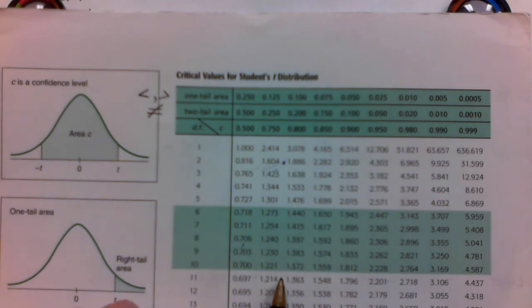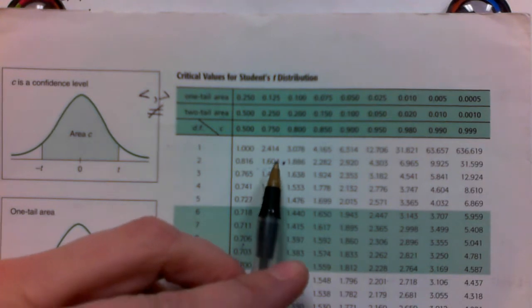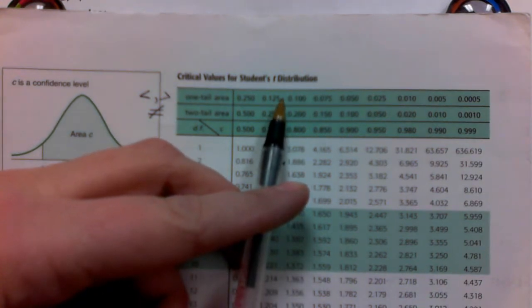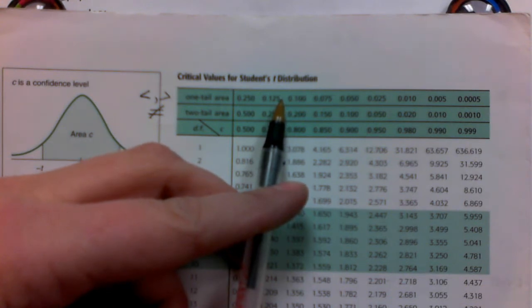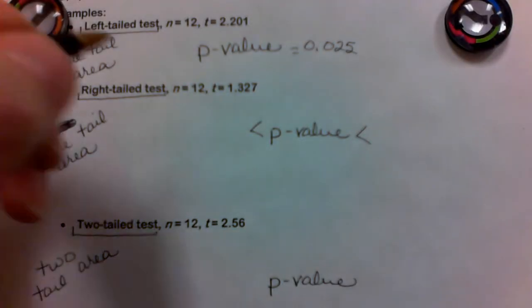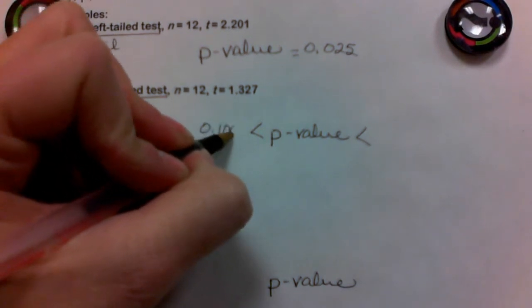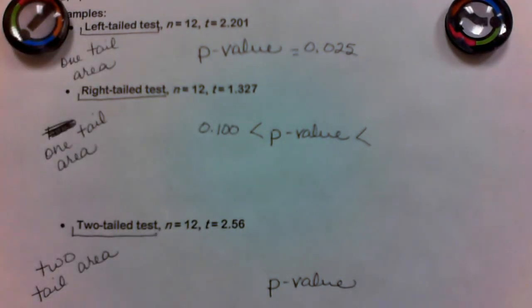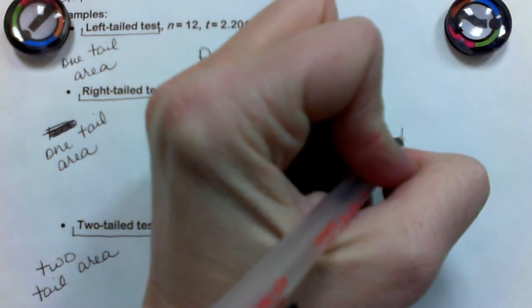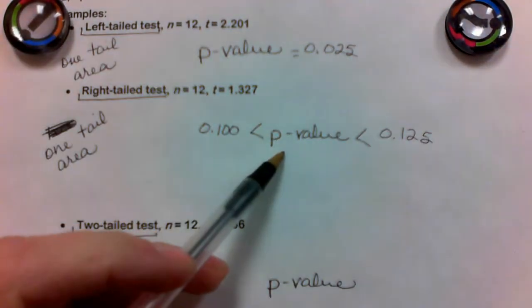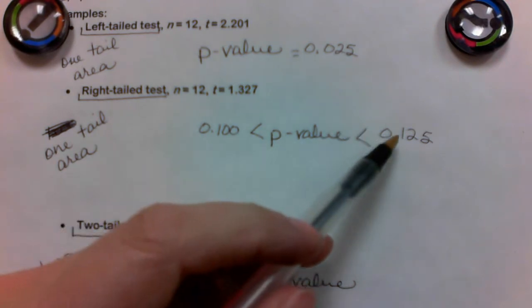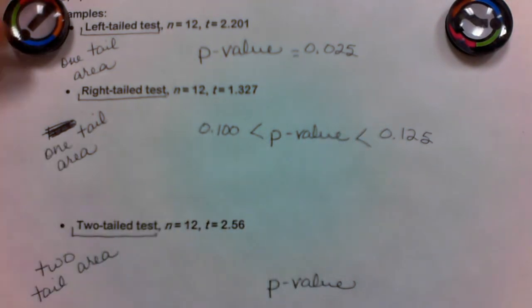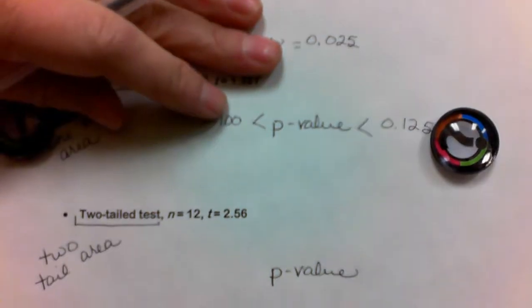So what I'm going to do is travel up to the one-tail area, and my p-value will be in between these two numbers. So my p-value is in between 0.125 and 0.100. Now, when you actually write that, you need to be careful because 0.100 is the smaller number, so it actually needs to go on the left. So my p-value, I don't know its exact value, I just know it's in between these two numbers, and that will be sufficient in order to do our tests.